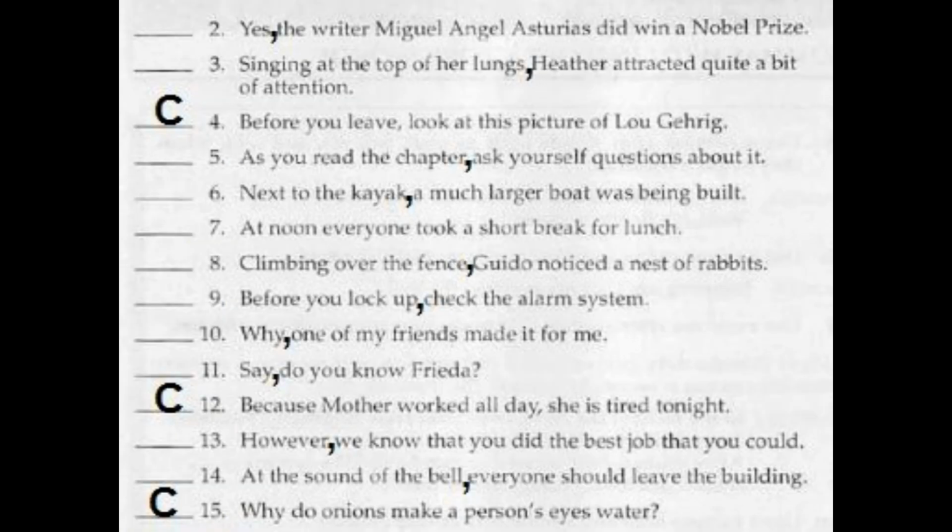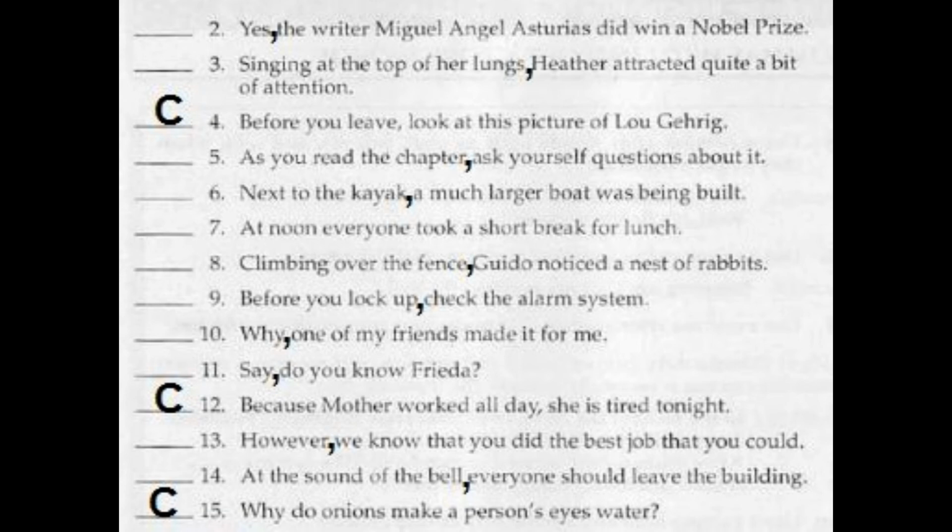Okay, let's check your answers. Number 2, yes, comma. The comma goes there because that's an introductory word. Number 3, singing at the top of her lungs, comma. The comma goes there because singing at the top of her lungs is a participial phrase modifying Heather. Number 4 is correct. Number 5, as you read the chapter, comma, and that's at the end of that prepositional phrase. Number 6, next to the kayak, comma, and that comma's there at the end of the prepositional phrase as well.